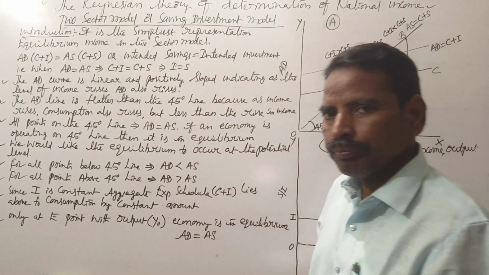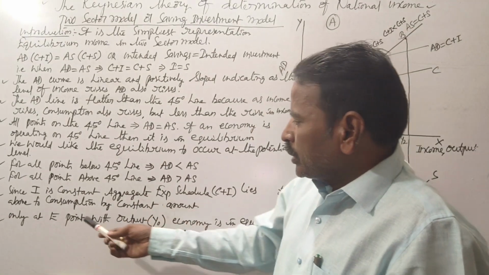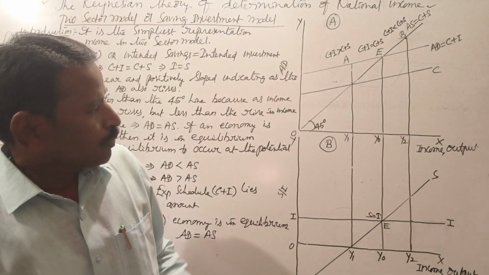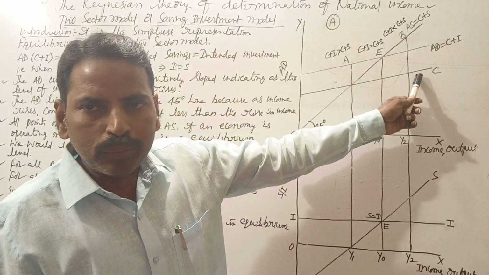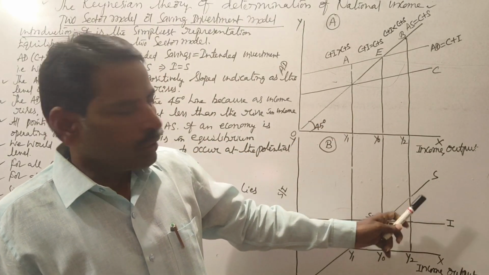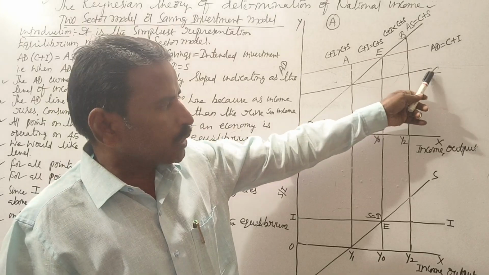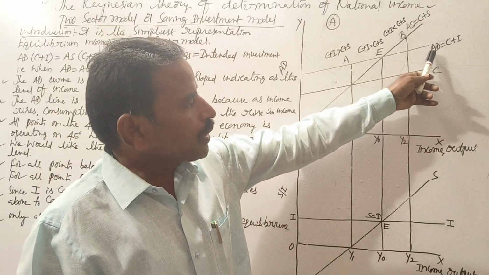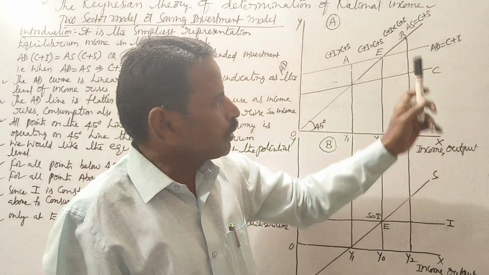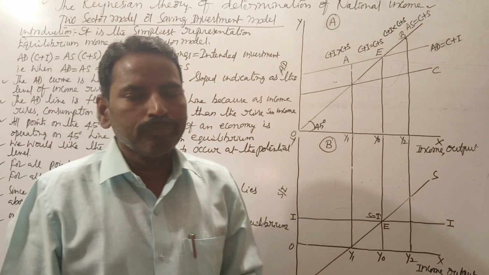Right. Next. That is, this is the original consumption line. This investment is constant. This investment is added to consumption. Then aggregate demand is C plus I. This is called aggregate demand is equal to C plus I.